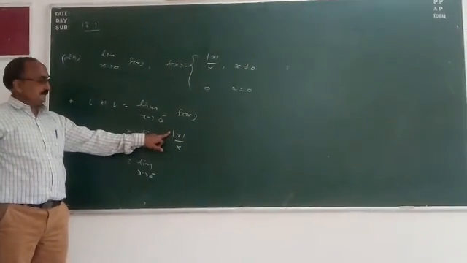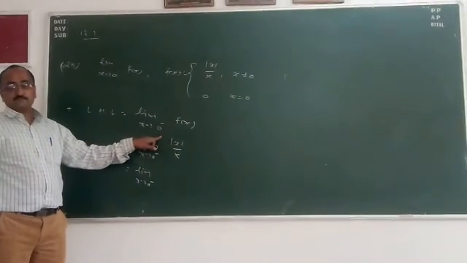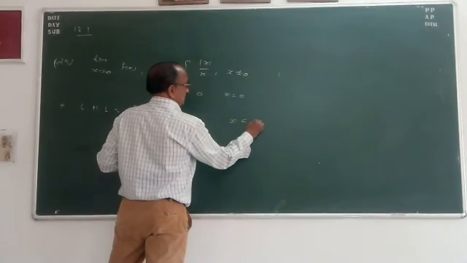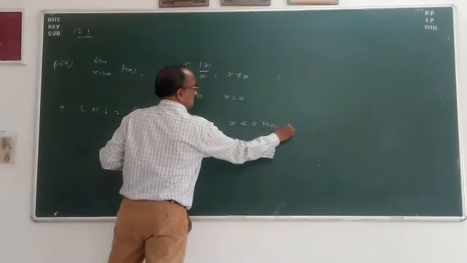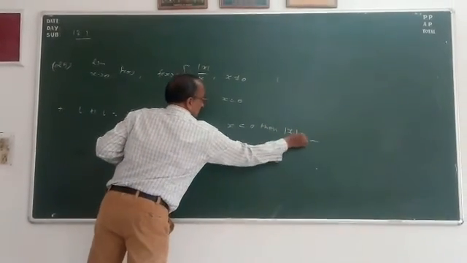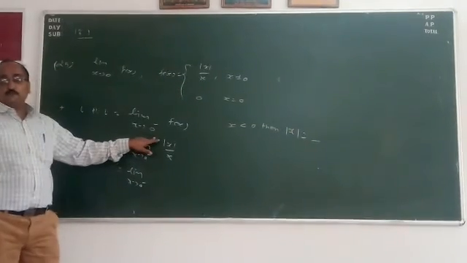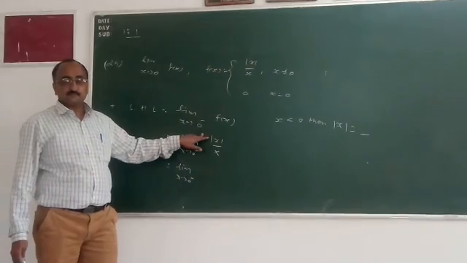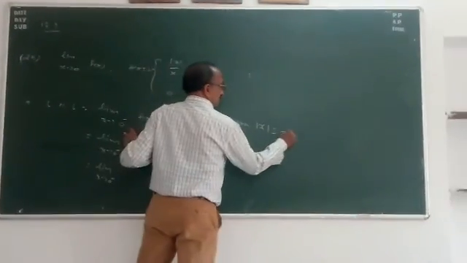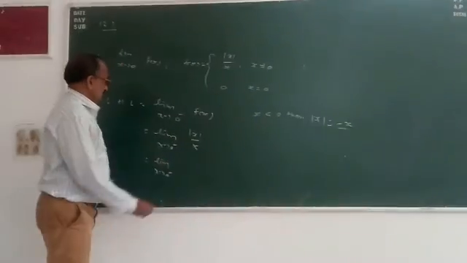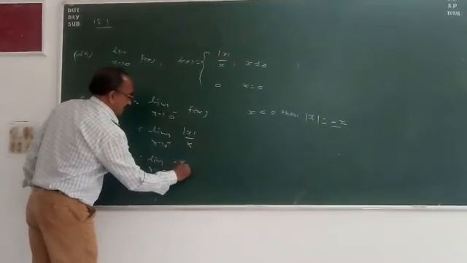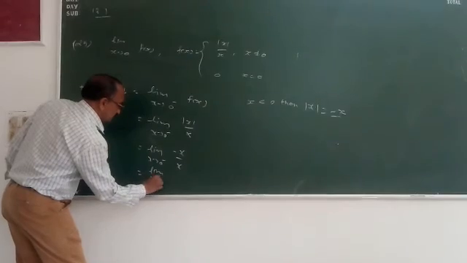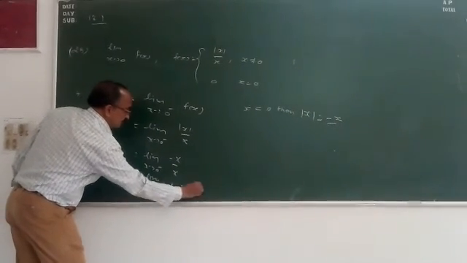In this case, what is the value of mod of x? What about x less than 0? Then mod of x is equal to, what is the magnitude of x? Mod of x, if x is less than 0, then minus x. So here mod of x upon x is equal to minus x upon x. So x cancels. We get limit x tends to 0 negative of minus 1, which is equal to minus 1.